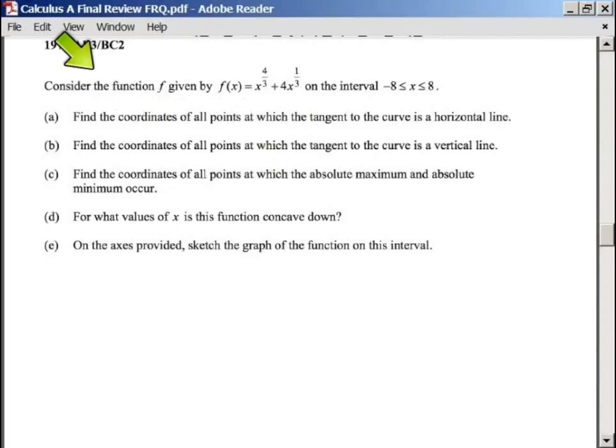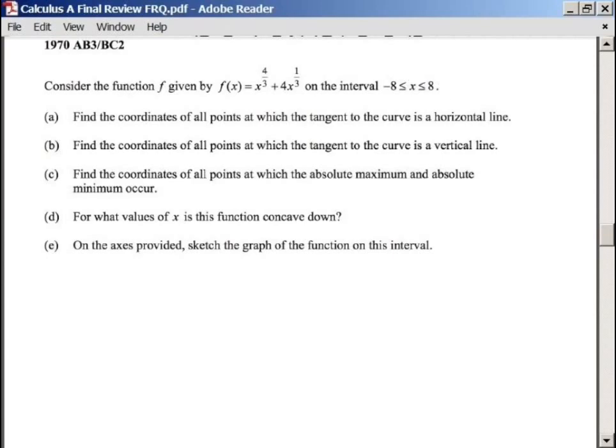Okay, this one says consider the function f given by this on this interval. Find the coordinates of all points at which the tangent to the curve is horizontal. So coordinates means x and y, right? Coordinates means x and y, not just x. So where's the tangent line horizontal? The tangent line would be horizontal wherever the slope is 0.